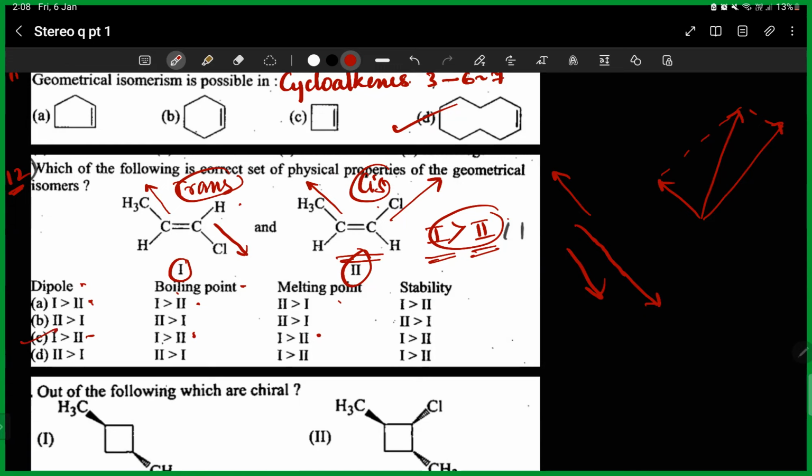In trans-like compounds, melting point will be more and stability will also be more. And dipole moment you can calculate using common sense, 1 will be greater than 2. So the correct option will be C.